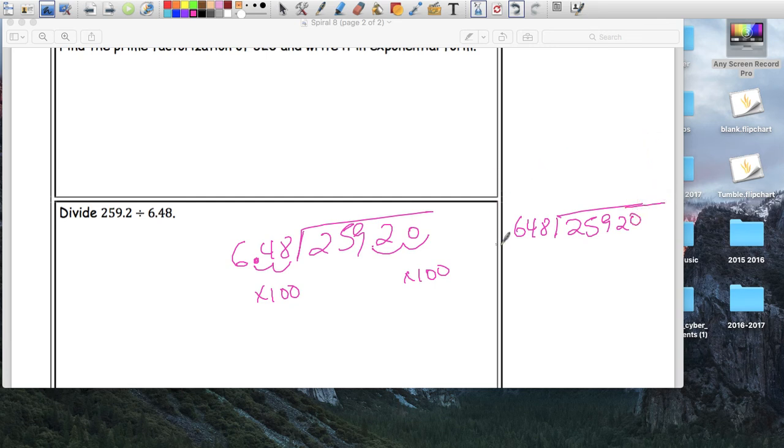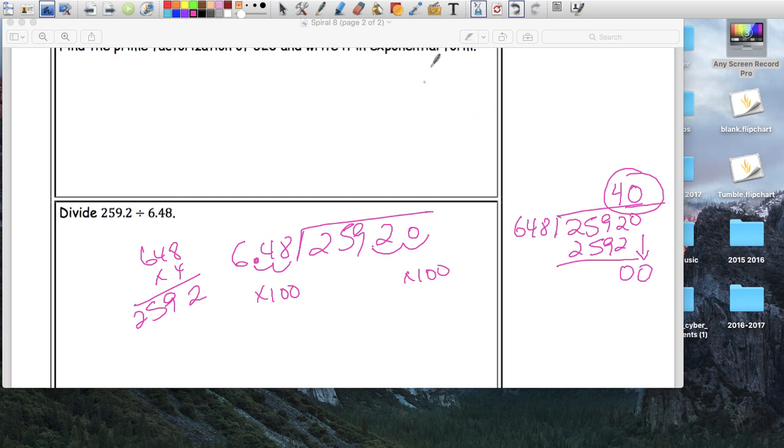So this is going to be, I have no idea, times 3, times 4. Let's see, I'll do 648 times 4. 32 goes 3, 19 goes 1, 24, 25. Yeah, it works. So times 4 will be 2,592. Bring that 0 down. Can 648 go into 0? No. Yes, it can. 0 times. Final answer, 40. Not bad.